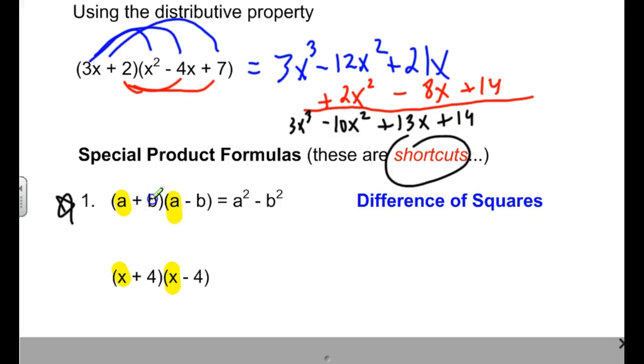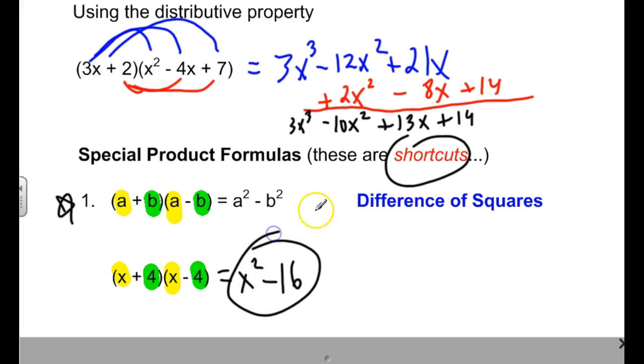And your B is like your 4. And so if you just apply the formula here, well, this must equal A squared, which is x squared, minus 4 times 4 is 16. So that's your answer. You did that quick.